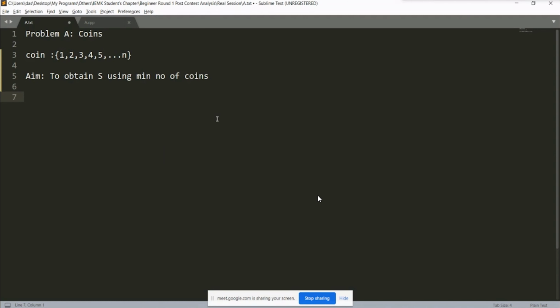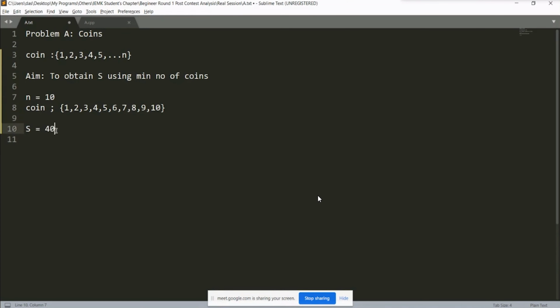One thing that we need to observe is that to minimize the number of coins, we should try to use the largest coin available all the time. We will always try to use this value n all the time. What I mean to say is, suppose n is equal to 10, that means we will have coins in the range 1 to 10, right? 1, 2, 3, 4, up till n. And say we have S is equal to 40.